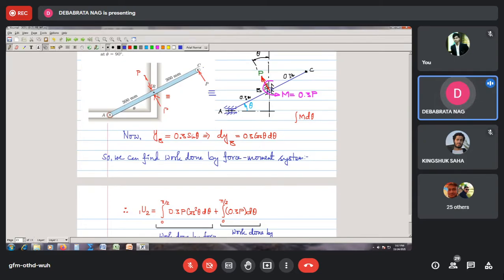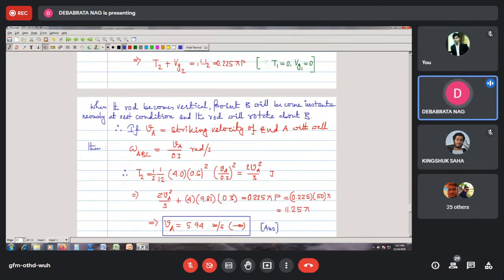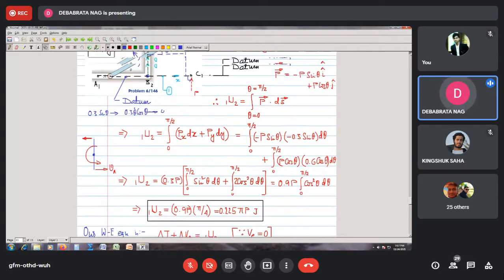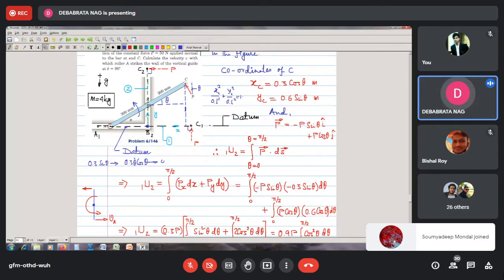In fact C moves along an elliptical path. How do we know? See the coordinates of C that we found earlier: xc equal to 0.3 cos theta, yc equal to 0.6 sin theta, where theta is the parameter. If I want to eliminate theta, the elimination gives xc square divided by 0.3 square plus yc square divided by 0.6 square equal to 1. What is this equation? This is the equation of an ellipse.